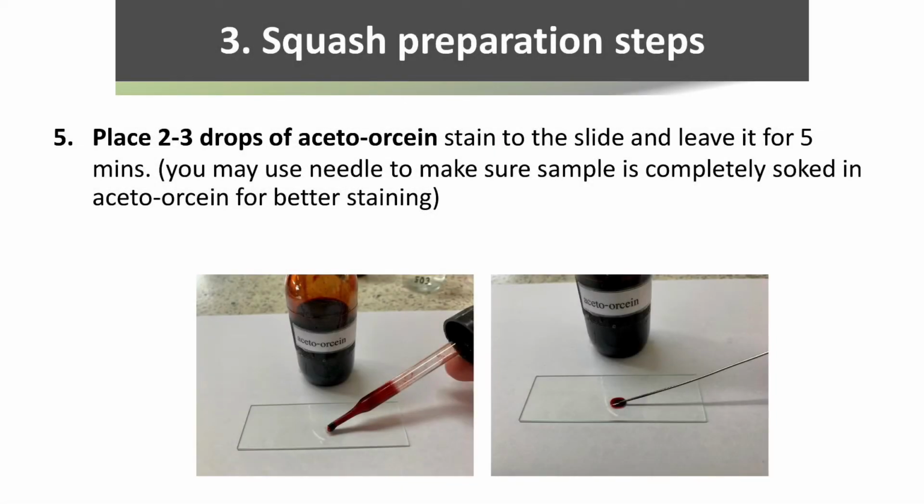Acetoorcein is used as a staining color. In this step, you will place 2 or 3 drops of acetoorcein on the sample and leave it for 5 minutes. You may use a needle to turn your sample around to make sure that it is completely soaked in acetoorcein for better staining.